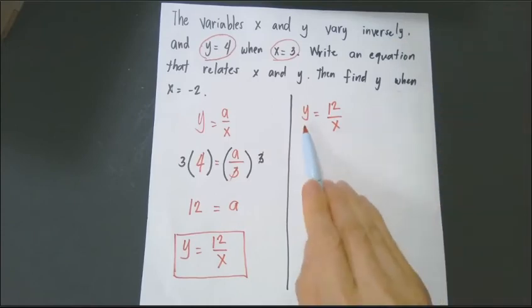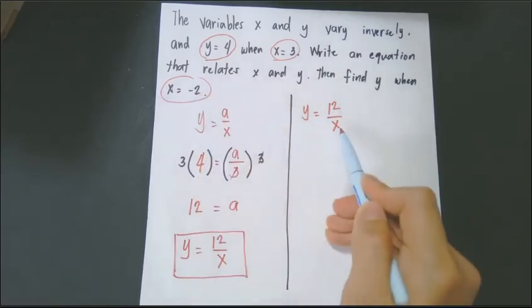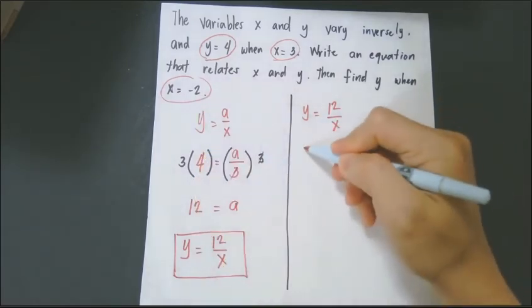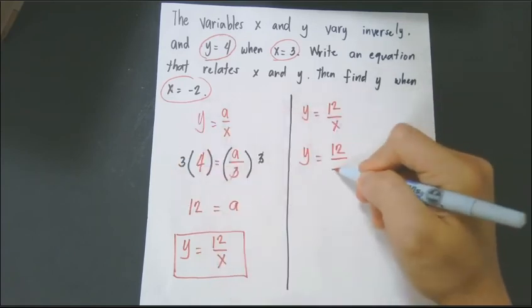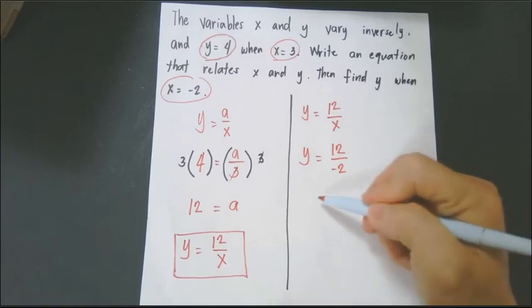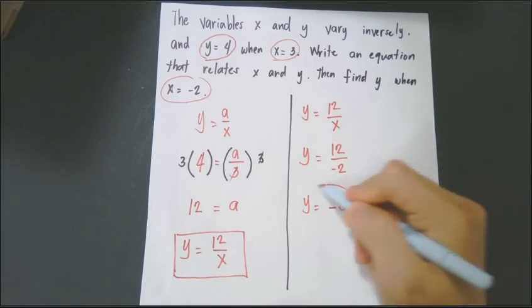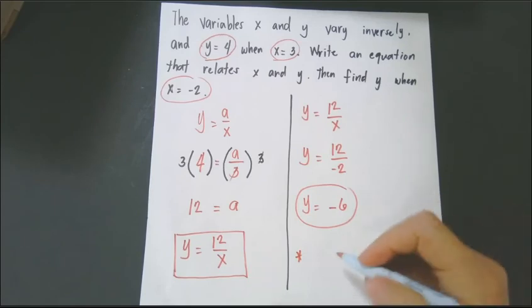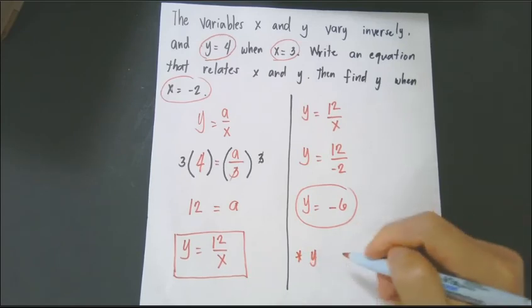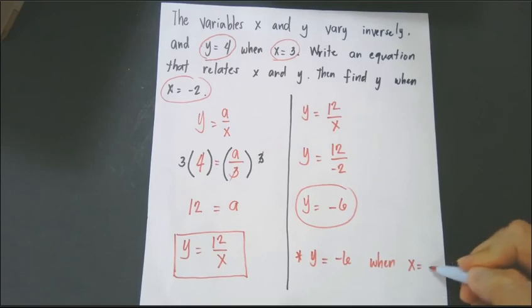We just need to solve for y when x is negative 2. So you plug that in here. Substitute: y is equal to 12 over your x, which is negative 2. So your y now is equal to negative 6. Your final answer will be y is equal to negative 6 when x is equal to negative 2.